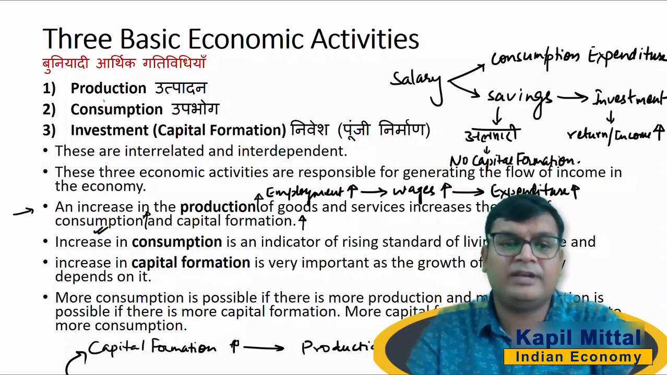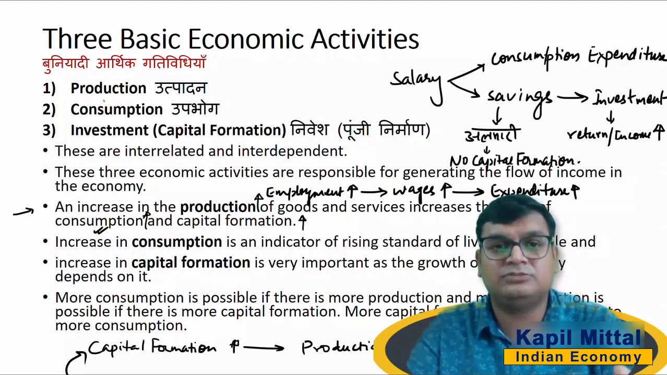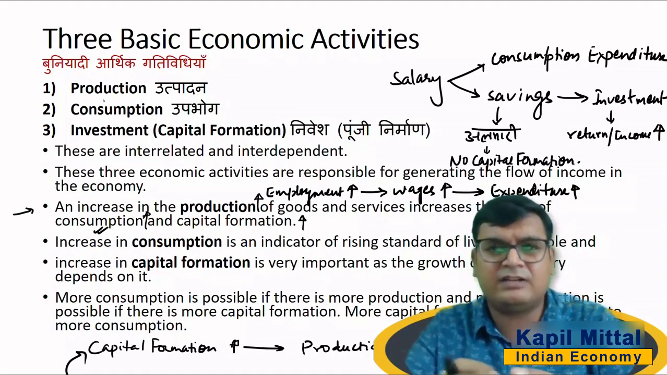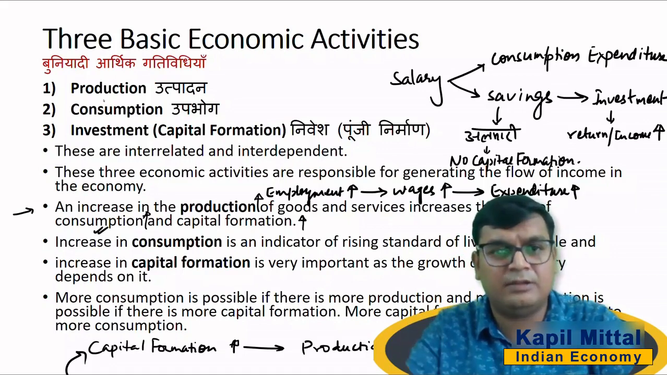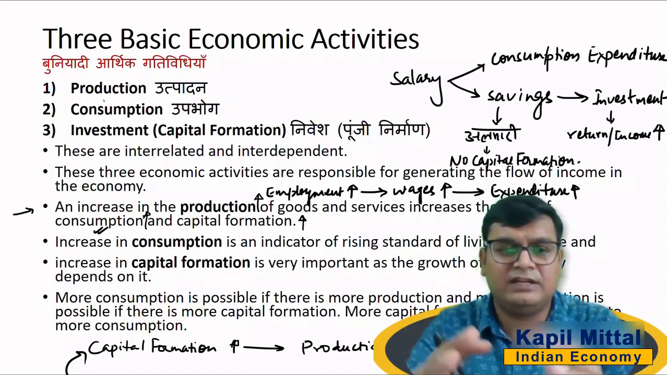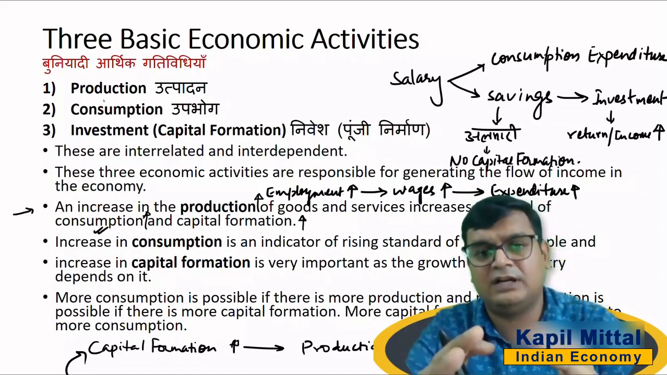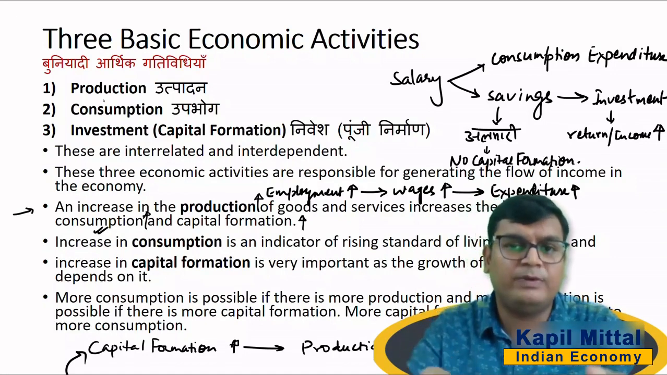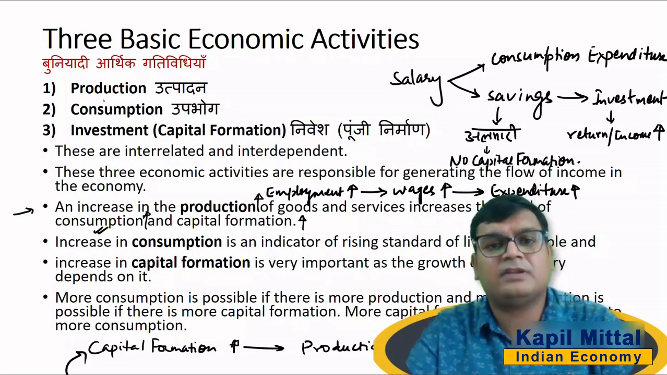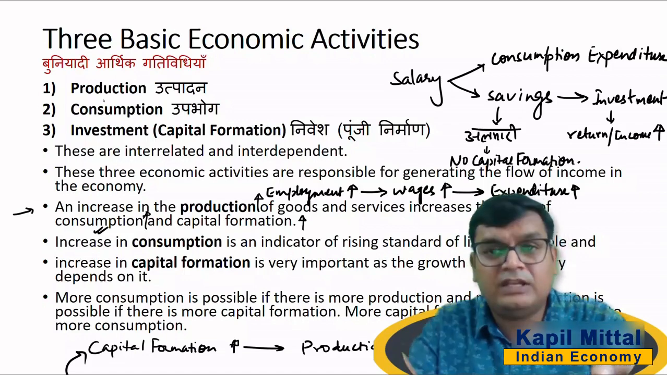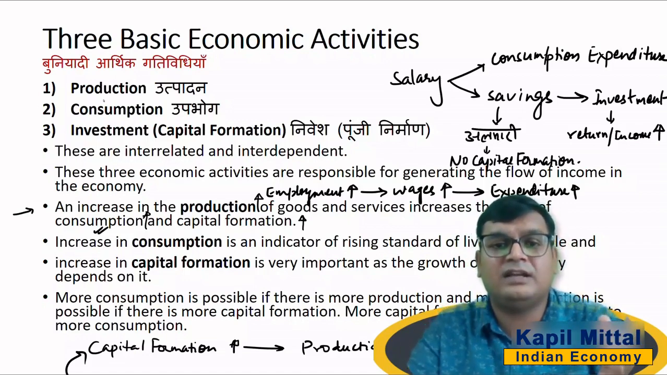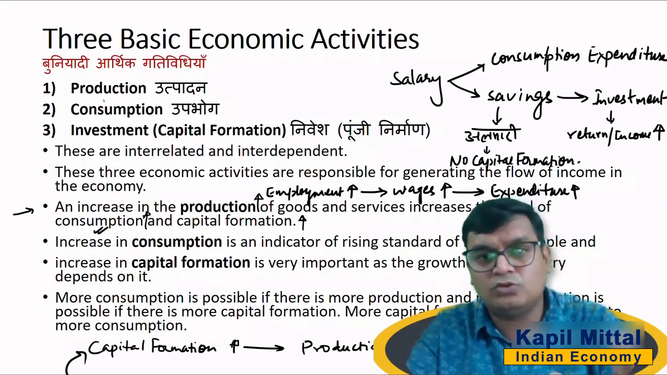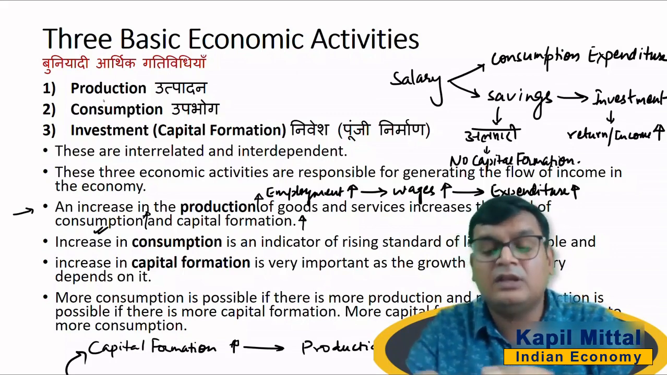The three basic economic activities are production, consumption, and investment. All these three activities are interrelated and interdependent. So these three activities are responsible for generating the flow of income in the economy. We will understand the concept of flow of income in an economy later on, after understanding a few basics. So an increase in the production of goods or services increases the level of consumption and the capital formation. So how will the production increase the consumption?